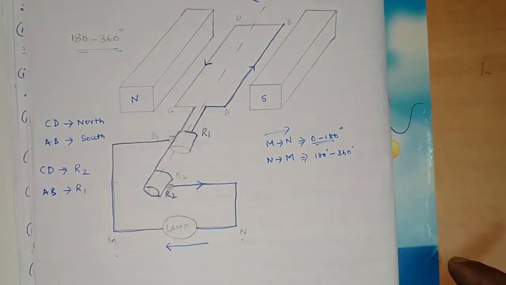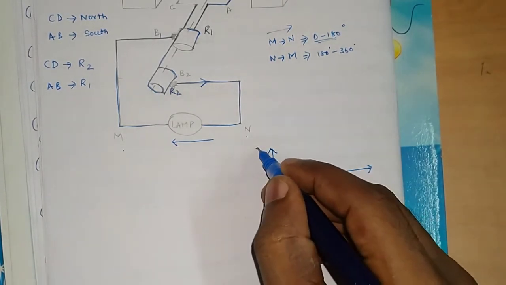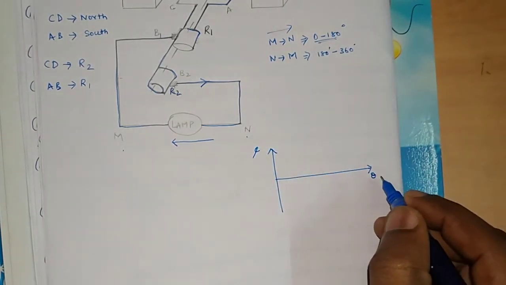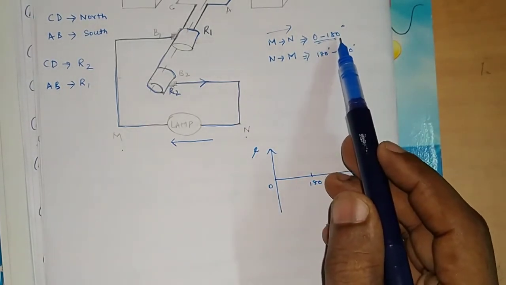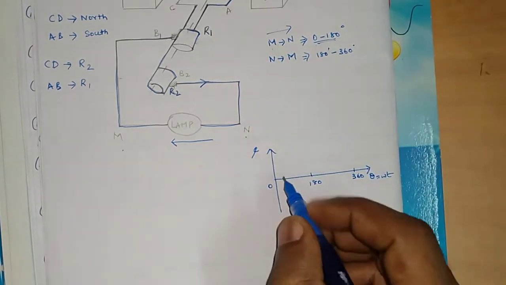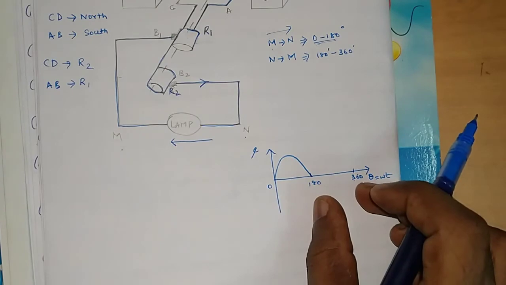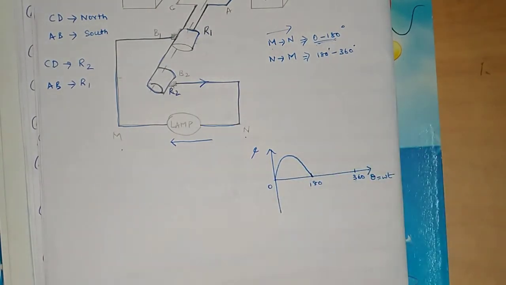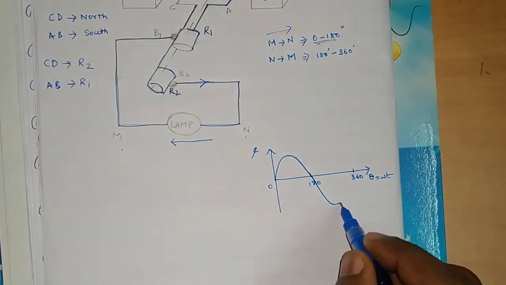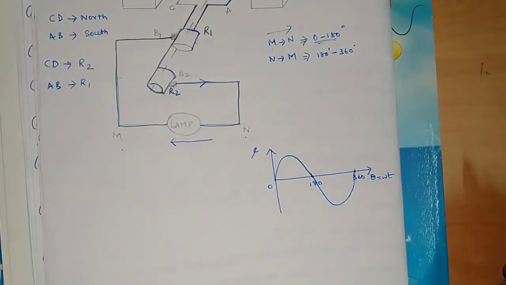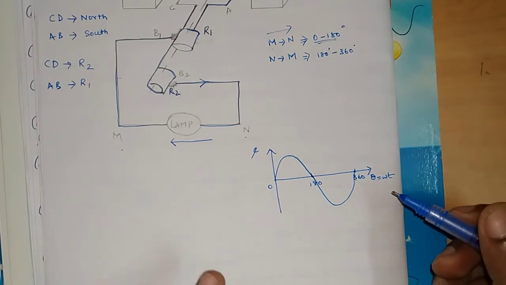So according to this, I can draw a graph or a waveform for induced EMF on the y-axis and theta on the x-axis. For 0 to 180 degrees, you had a direction from M to N. So I will draw a waveform from 180 to 360. The current direction has been reversed, or the induced EMF direction has been reversed. So if it is positive here, in the next half cycle it will be negative. That is what we have observed from these two figures. So this will be the waveform which you will get for these two figures.